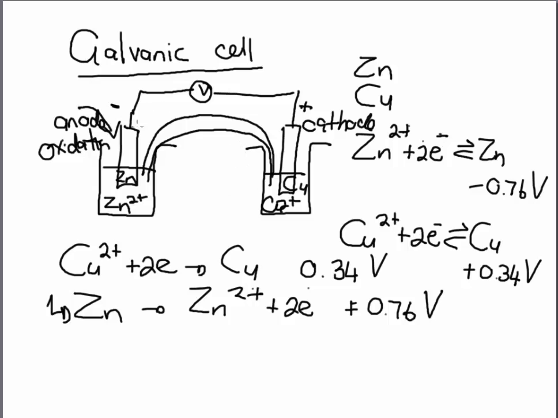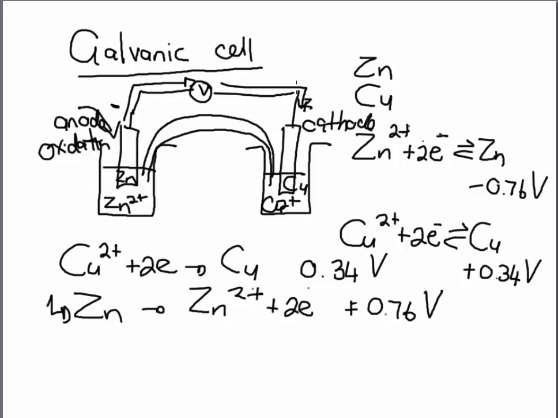The flow of electrons will be in this direction, from the anode to the cathode. In the electrolytic cell, it was from the cathode to the anode. Now it's from the anode to the cathode. Very important here, the negative sign at the anode just indicates a change in direction that occurred here.